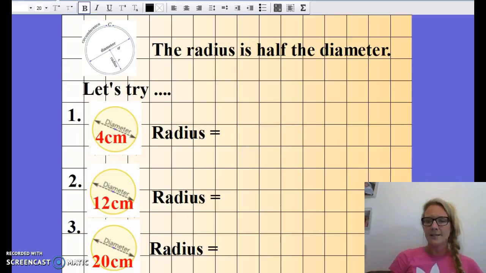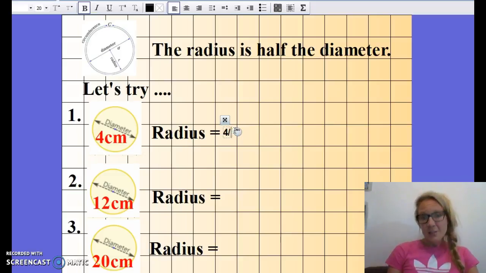So let's have a go at a couple of examples. Just to recap, the radius is half the diameter. If the diameter of circle number 1 is 4 centimetres and we need to find the radius, we would half the diameter, so 4 divided by 2 would equal 2 centimetres as the radius.